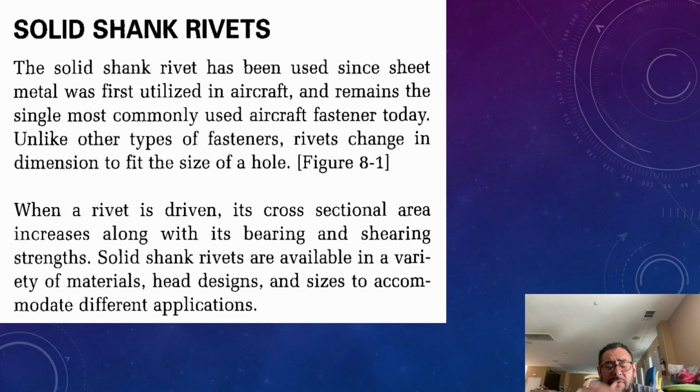Solid shank rivets. The solid shank rivet has been used since sheet metal was first utilized in aircraft and remains the single most commonly used aircraft fastener today. Unlike other types of fasteners, rivets change in dimensions to fit the size of the hole. When a rivet is driven, its cross-sectional area increases along with its bearing and shearing strength. Solid shank rivets are available in a variety of materials, head designs, and sizes to accommodate different applications and aircraft.